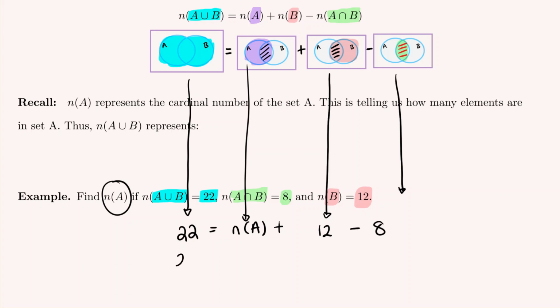Now, this becomes 22 equals n of A plus 12 minus 8, which is 4. So it's saying, what do you add to 4 to get 22? Of course, if I want to figure this out another way, I could subtract 4 from both sides to isolate n of A. And either way, I would get the number of elements in A to be exactly 18.